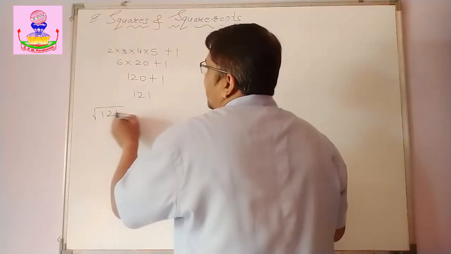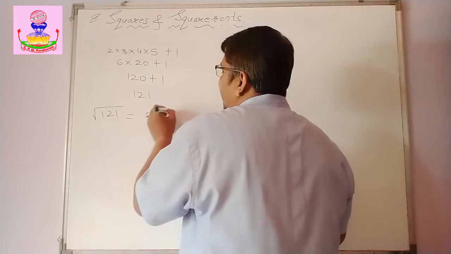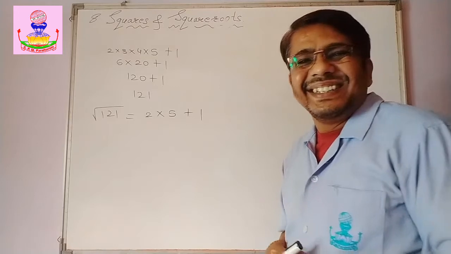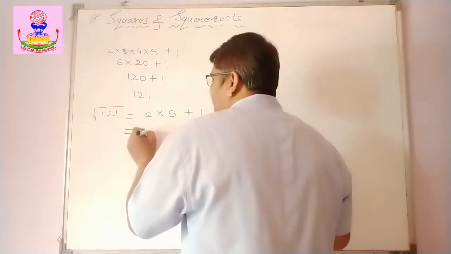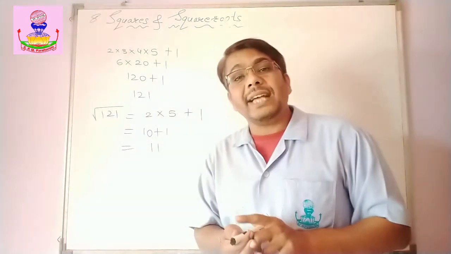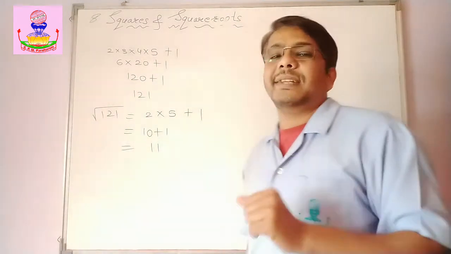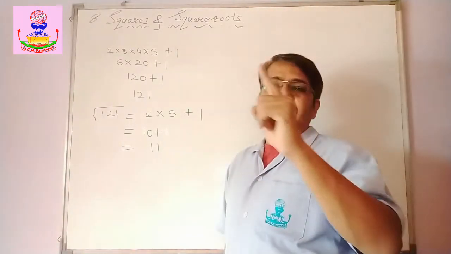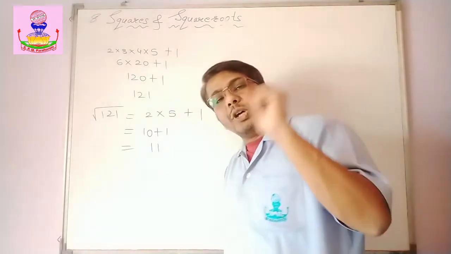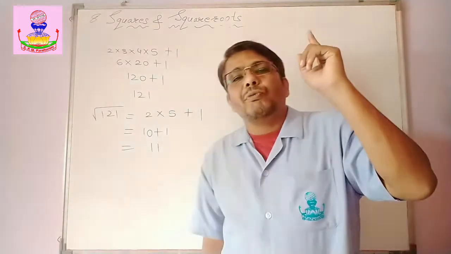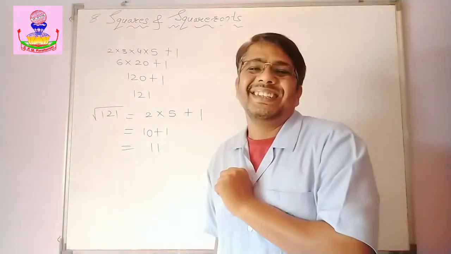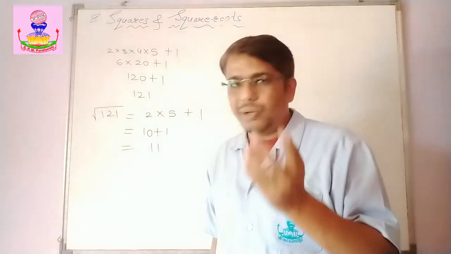So, the square root of 121: product of the first number and the last number, and add 1 to it. So, 5 2s are 10 plus 1, so that is 11. So, when 4 consecutive natural numbers are multiplied, and if 1 is added to them, you get a perfect square number. And to find the square root of that number, what do you do? First number multiplied by the last number and add 1 to it. You will get the square root of that number.